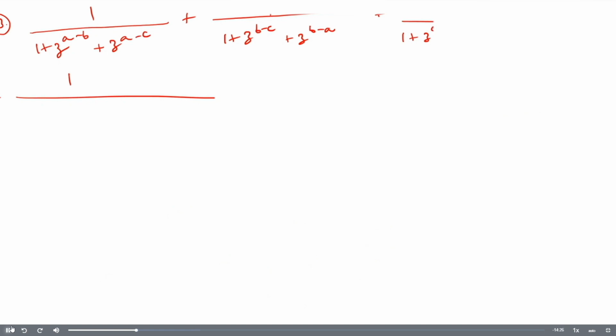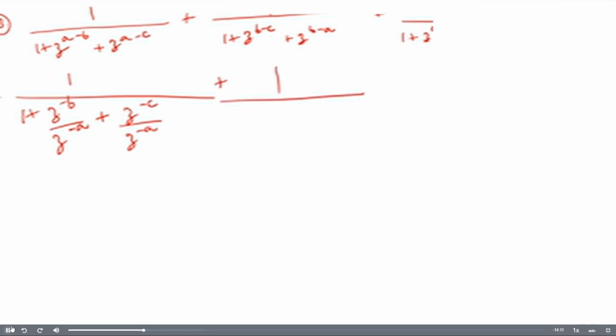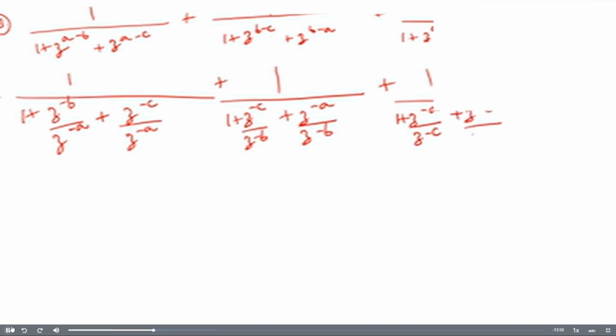So let's write this as 1 plus z to the power minus b by z to the power minus a. Why minus? Because it is going to the denominator, plus z to the power minus c by z to the power minus a. Similarly, you have to convert these two components also. 1 plus z to the power minus c by z to the power minus b plus z to the power minus a by z to the power minus b. Similarly, here also 1 plus 1 by 1 plus z to the power minus a by z to the power minus c plus z to the power minus b by z to the power minus c.